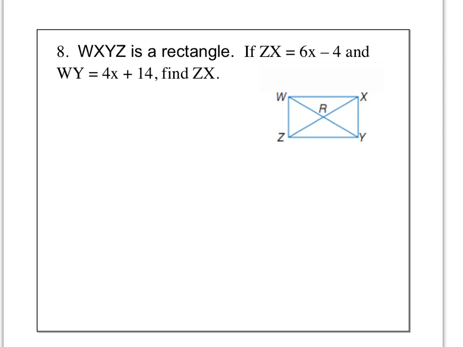So number 8, you're working with a rectangle. It says it right here. And one of the things I know about a rectangle is the diagonals are congruent. So ZX is here and WY is here. And those are the two that we're working with.